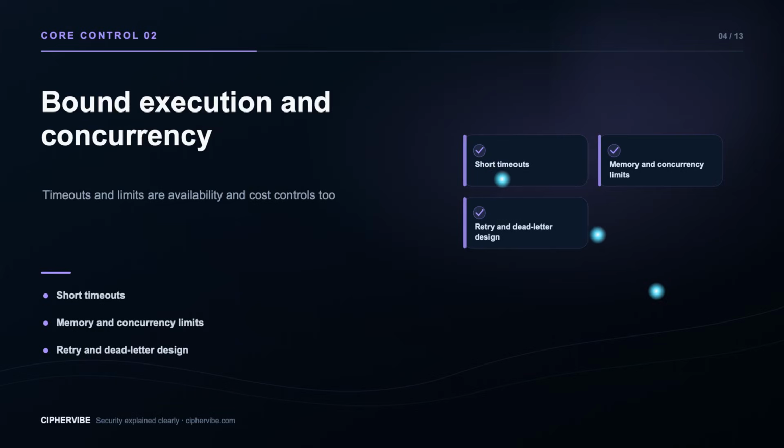The second building block is bound execution and concurrency. Set realistic execution timeouts, memory, concurrency, retry, and dead letter policies. These controls limit runaway behavior, reduce denial of service impact, and make failures observable. Make sure retries cannot repeat destructive operations without idempotency and correlation controls.